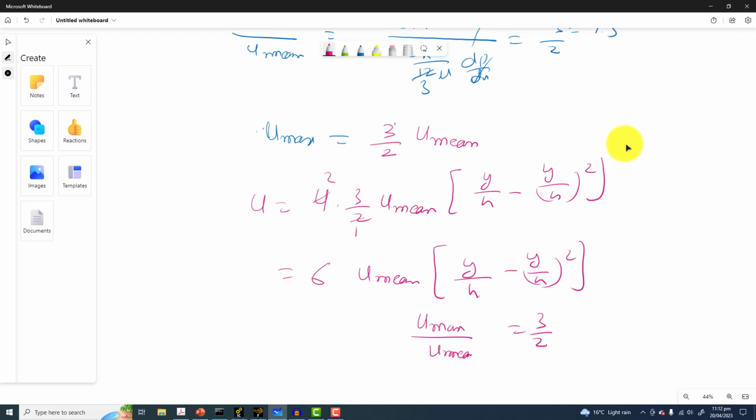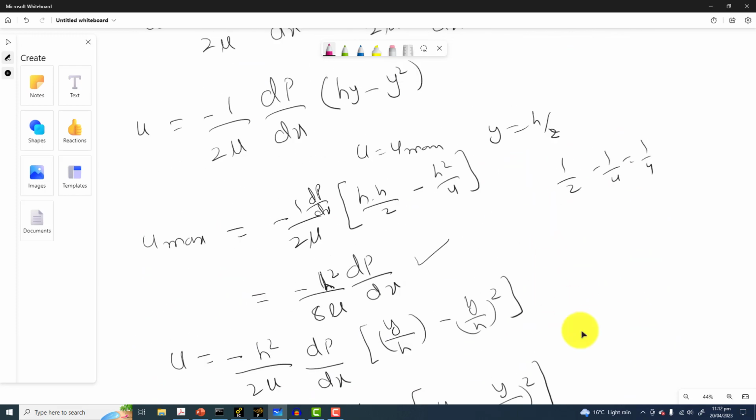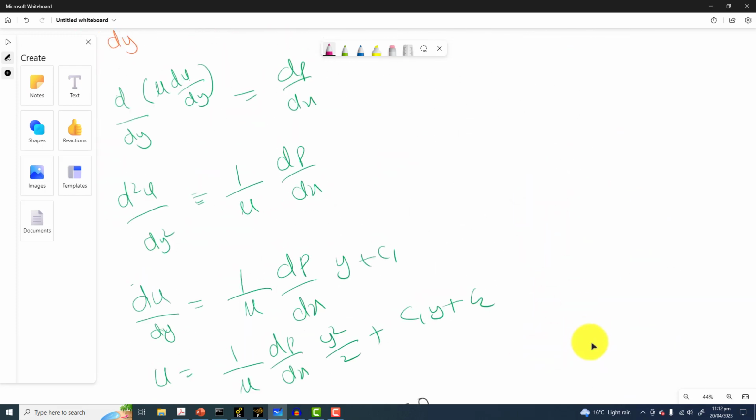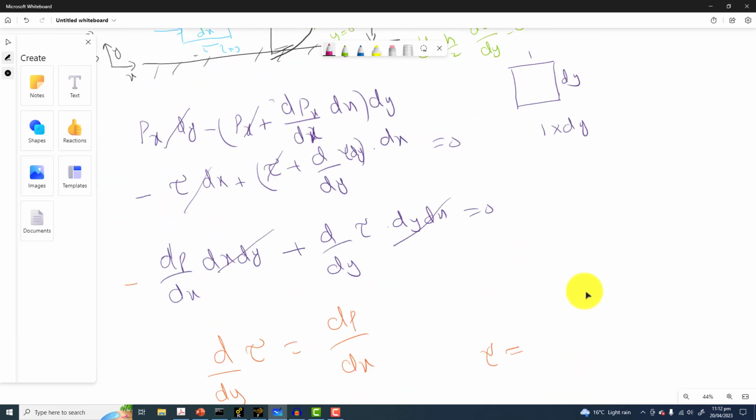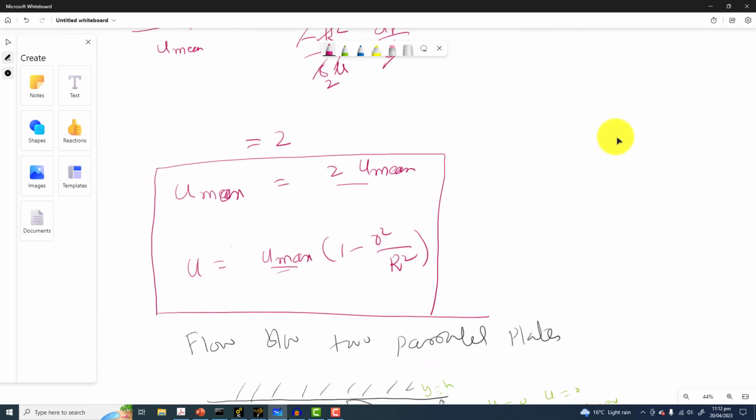And similarly you can write down the equation for the pipe, in terms of u mean. This equation for the laminar flow in the pipe will be u is equal to 2 times u mean, 1 minus r square upon R square.